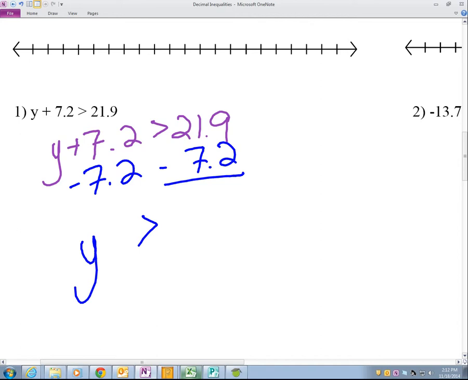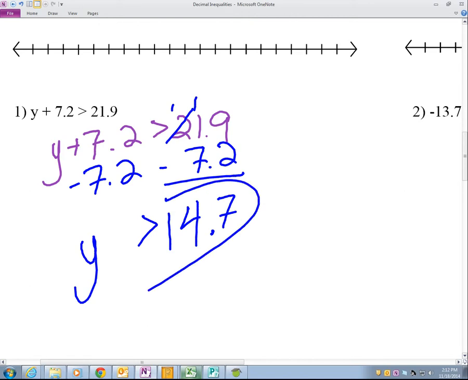It's going to be 7. This becomes a 1, 4, 14.7. 14.7. Write exactly as I write when I write it.